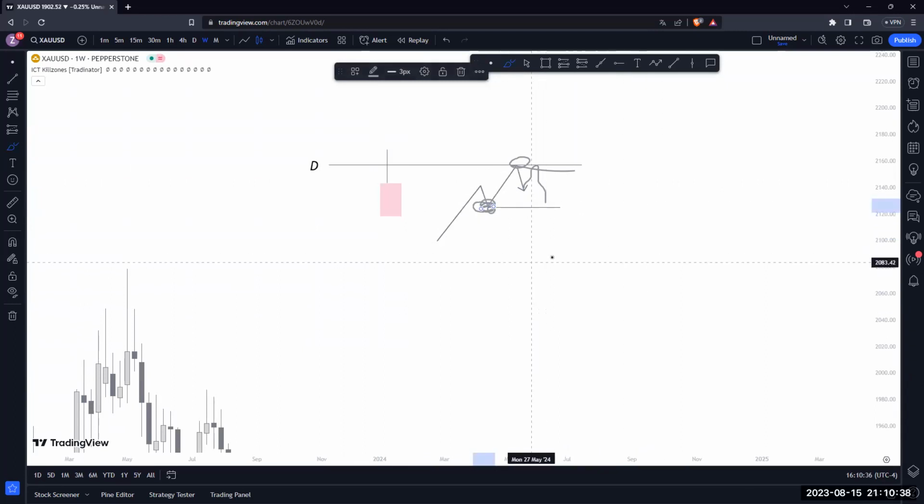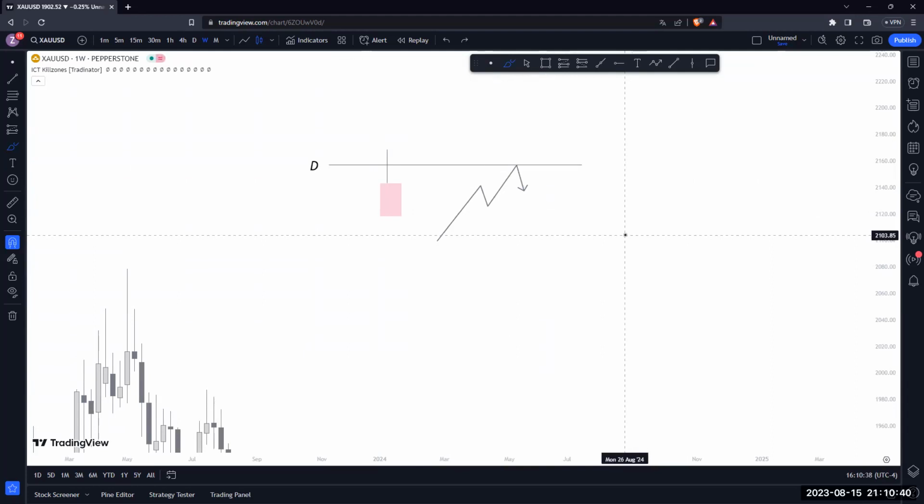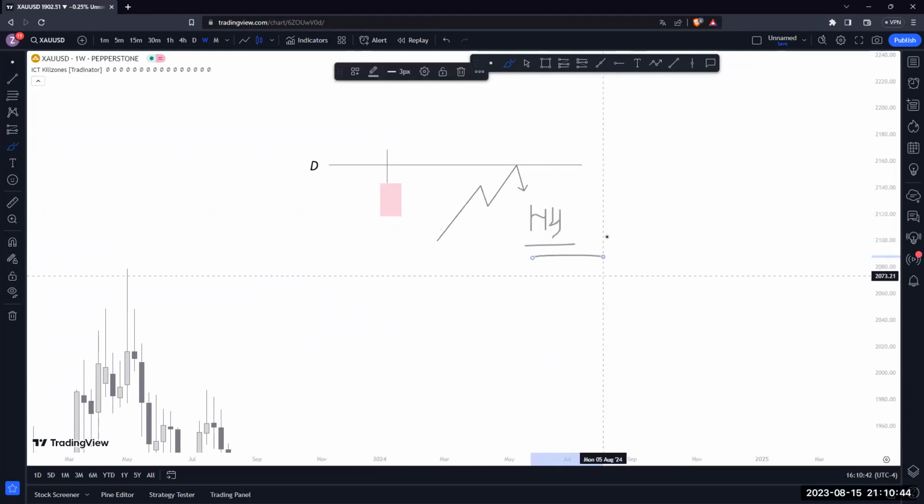Understood, guys? So would that be on the 4 hour, basically? Yeah, 4 hour. And this level you refine to 1 hour.